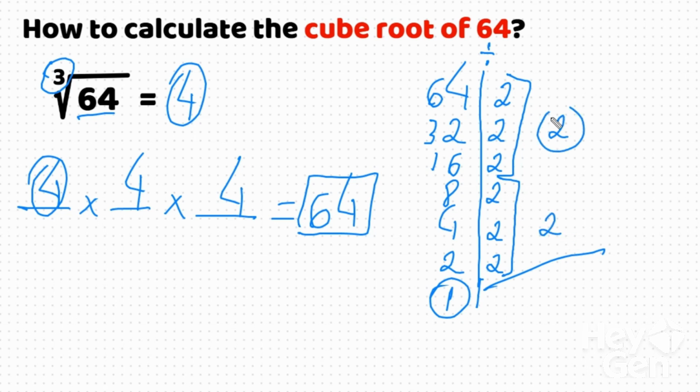These two values that came out of the root here, we are going to write as a product. 2 times 2 equals 4. So the cube root of 64 is equal to 4. You can use either of these two methods.